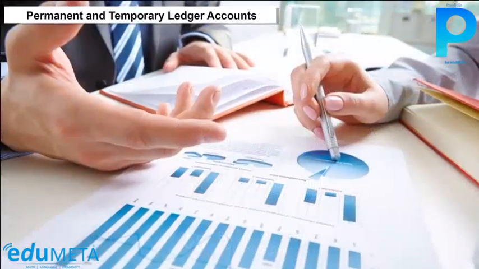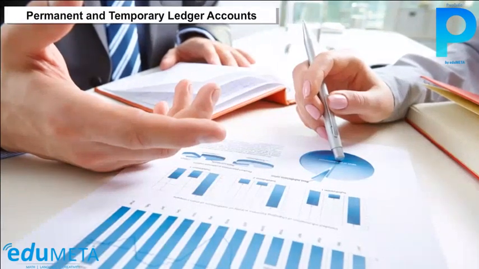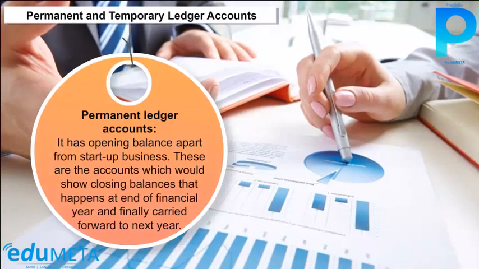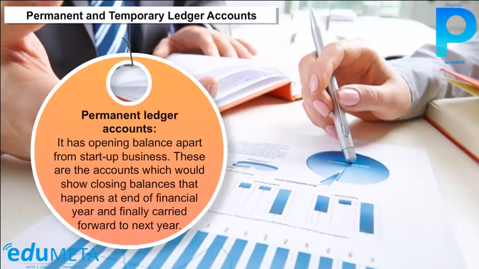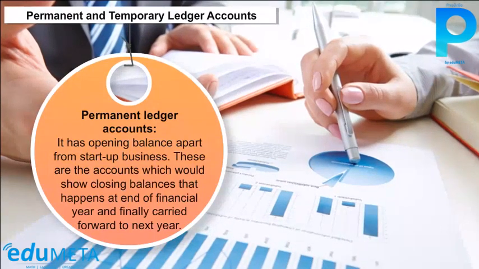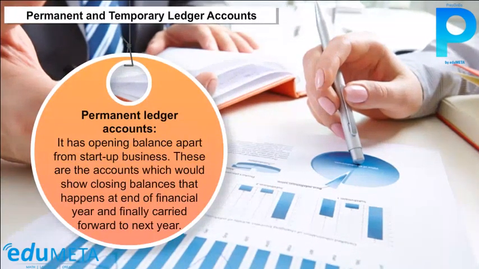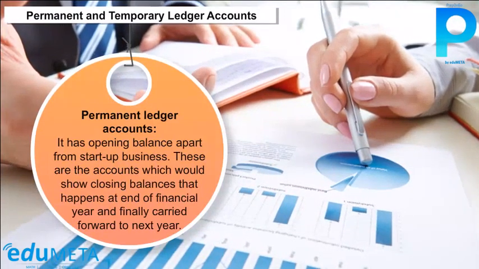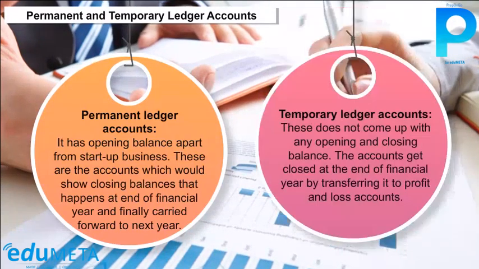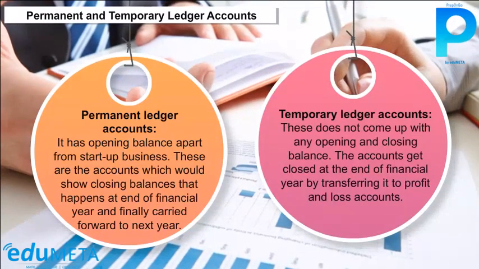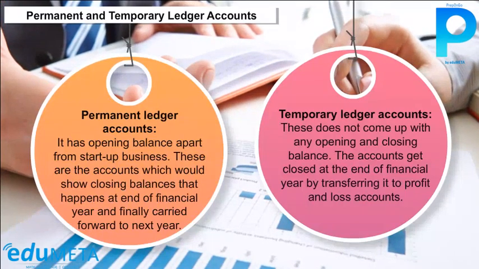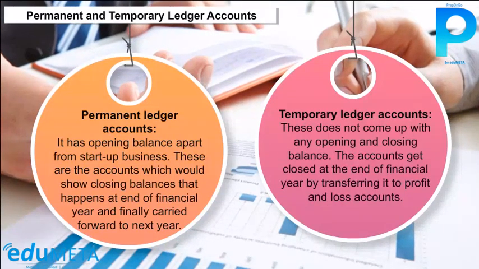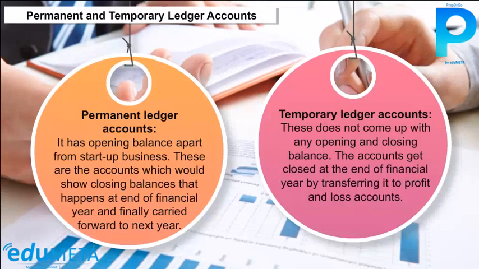Permanent and temporary ledger accounts. The ledger accounts can also be classified as permanent ledger accounts. They have an opening balance, apart from a startup business. These are the accounts which show closing balances at the end of the financial year, which are finally carried forward to the next year. Temporary ledger accounts do not have any opening and closing balance. The accounts get closed at the end of the financial year by transferring them to the profit and loss account.